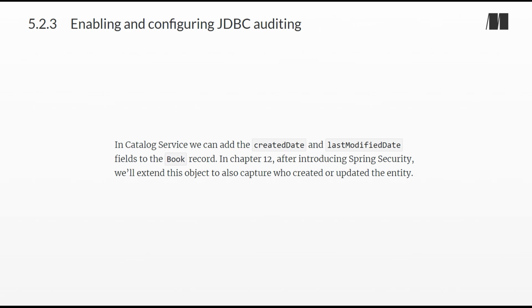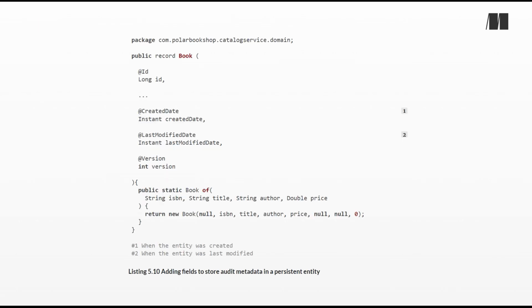In Catalog Service, we can add the created date and last modified date fields to the book record. In Chapter 12, after introducing Spring Security, we'll extend this object to also capture who created or updated the entity. Open the book record, add the two new fields, and update the static factory method accordingly. They can be null when instantiating a new object because they will be populated by Spring Data under the hood. Listing 5.10. Adding fields to store audit metadata in a persistent entity.